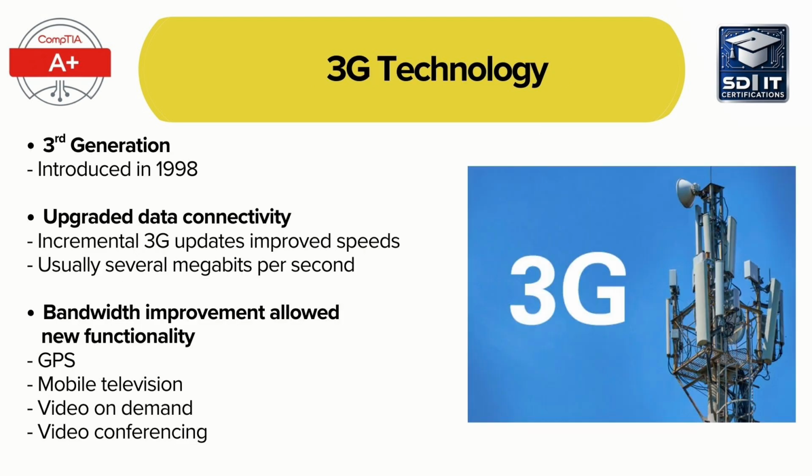Cellular technology really started taking off with 3G technology in 1998. 3G allowed us to send and receive larger amounts of data over these networks, which means that we were able to increase the capabilities of our mobile devices. This allowed us to have GPS functionality, which we'll talk more about in a moment. We have mobile television, video on demand, video conferencing, and other data-related services all enabled thanks to 3G.